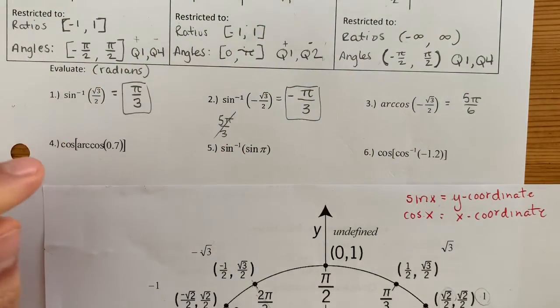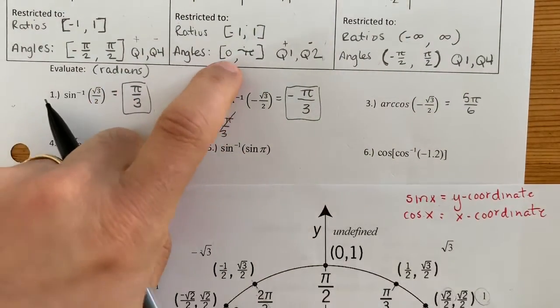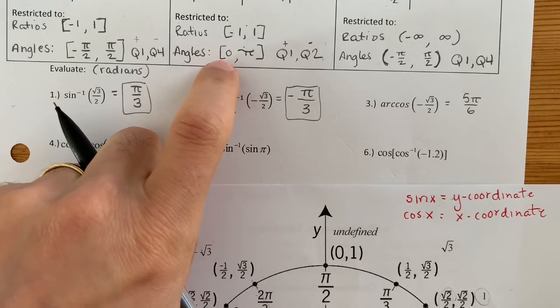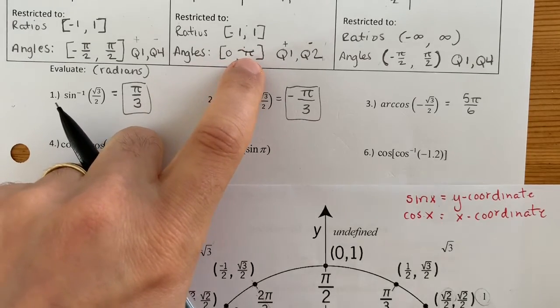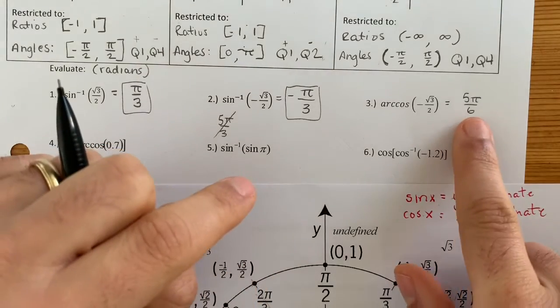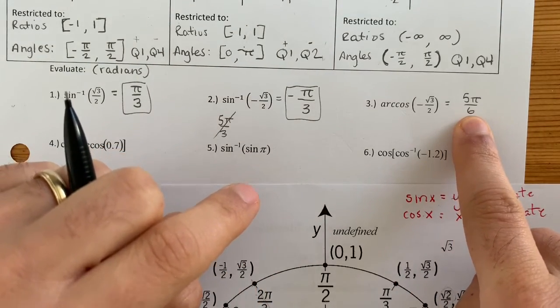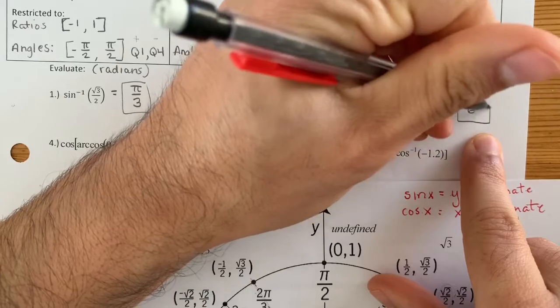Now, is that the answer? Is it 5 pi over 6? Is 5 pi over 6 an angle between 0 and pi? Yes. That is between 0 and pi, and so that is an answer.